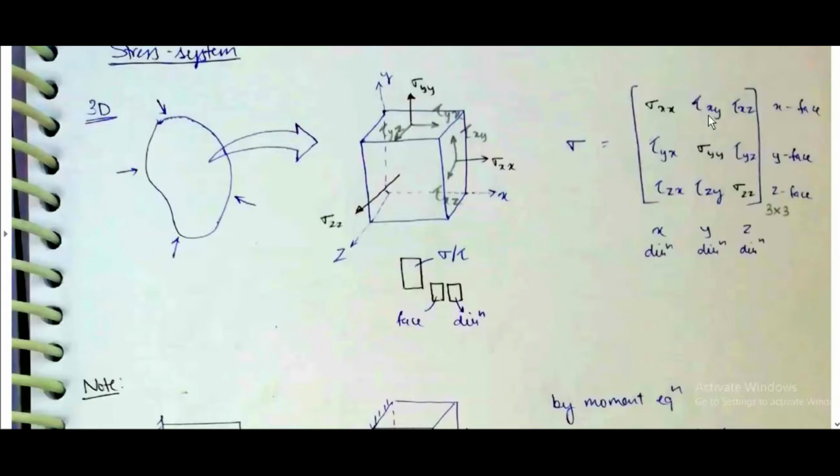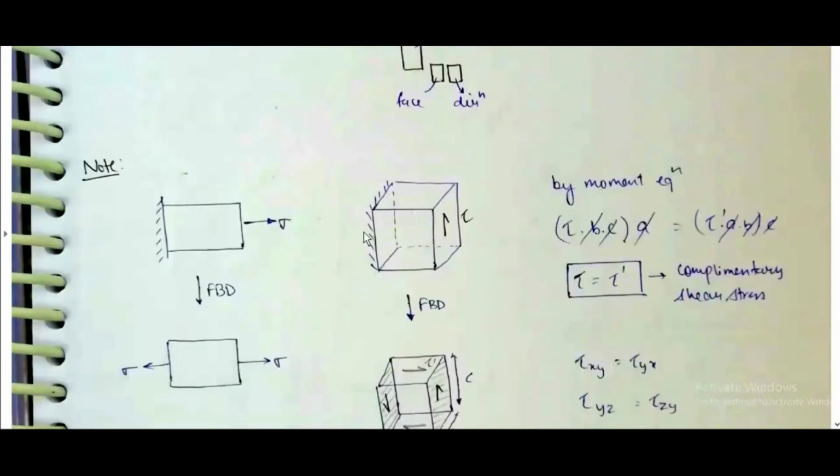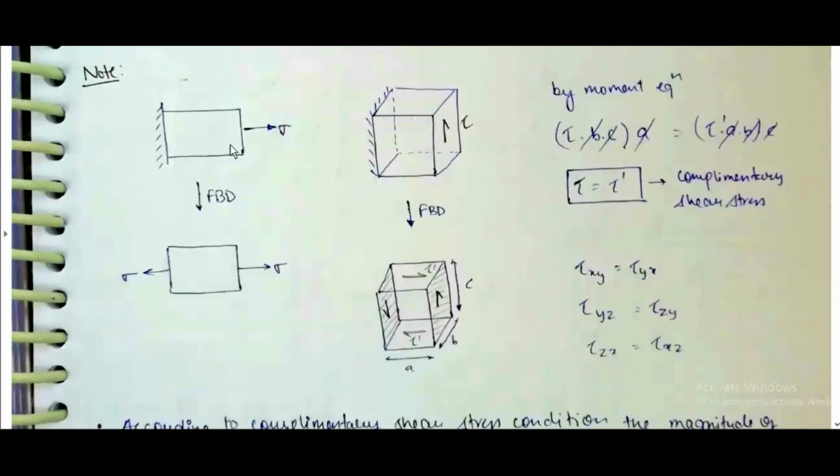Sigma is equal to sigma xx, tau xy, tau xz; tau yx, sigma yy, tau yz; tau zx, tau zy, sigma zz. In this, if you go in this direction, then these are x direction, y direction, z direction. Then the free body diagram will be like this: sigma, sigma. If tau is applied like this, then in the free body diagram there will be tau in these directions.